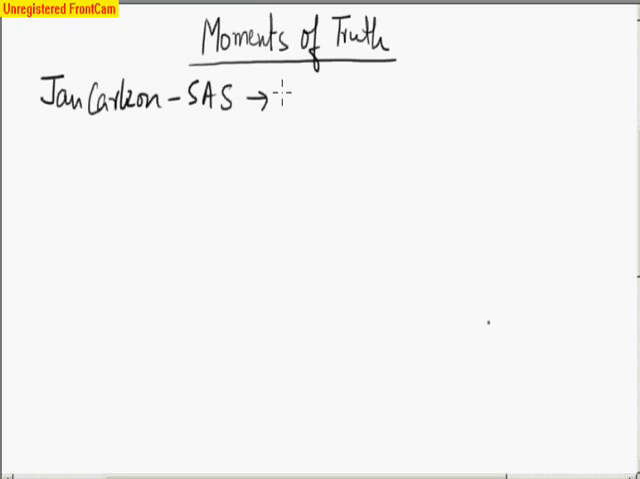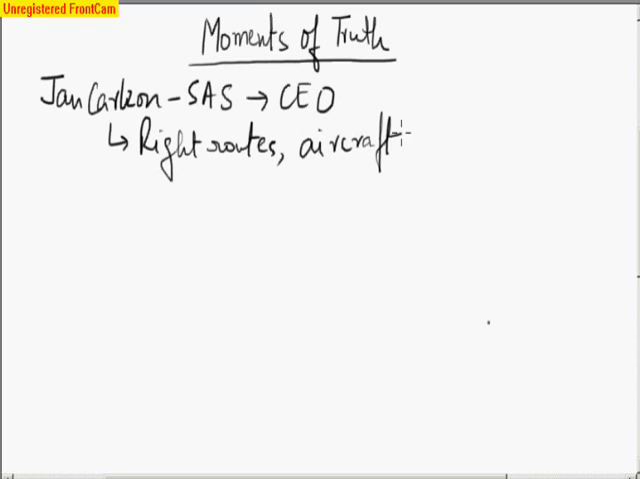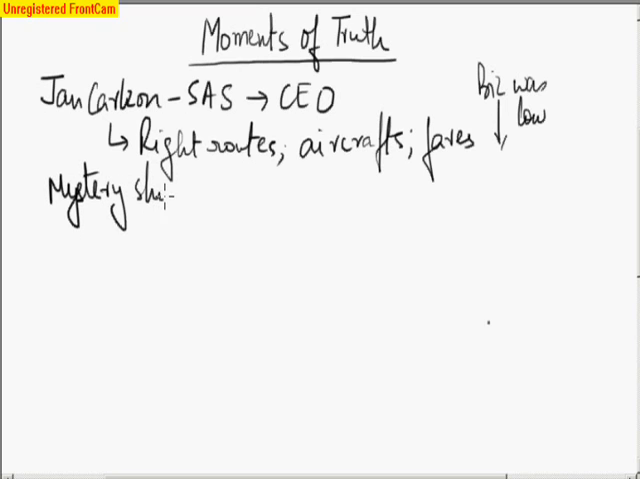Now, Jan Carlson was the CEO of SAS, and what he saw was that in their airlines they had the right routes, they had the right aircrafts, and they had the right fares, but at the same time their business was low. Fewer tickets were selling, fewer people were flying. So this definitely got Jan Carlson to think about what's happening. So what he did was to become a mystery customer and a mystery shopper, and he went across several SAS counters and went through this experience of right from booking a ticket to flying.